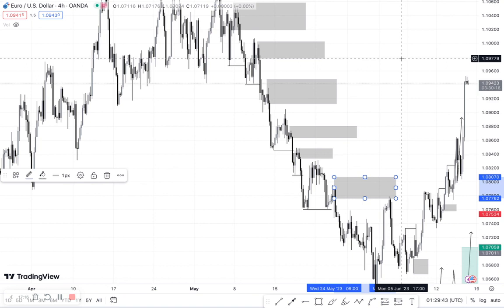So imbalance is like a confluence to the order block. We use our imbalance, the order block, and liquidity, all these things as confluence in order to create a trade idea and for us to trade properly. Okay. So in our next video, I'll be explaining what an imbalance is.